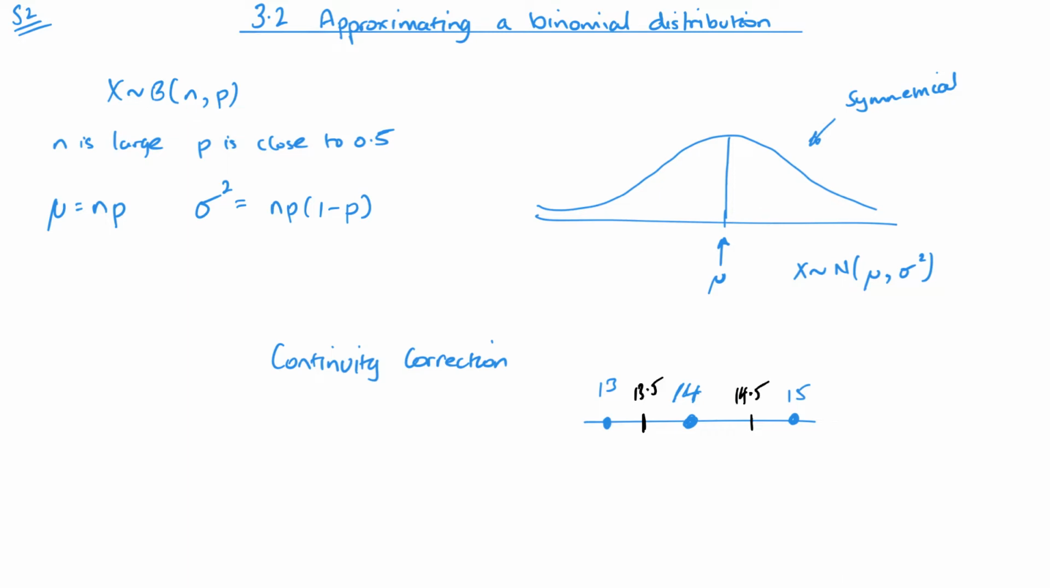It comes down to whether you're looking at less than or greater than, in terms of where you need to go. So if I was looking at, say, the probability when x is less than or equal to 14 on my binomial, then when I come to my normal, I would need to look at less than or equal to 14.5.